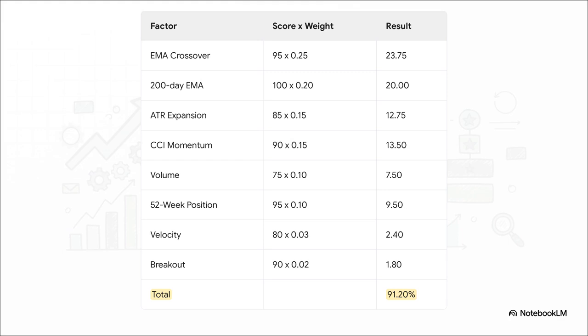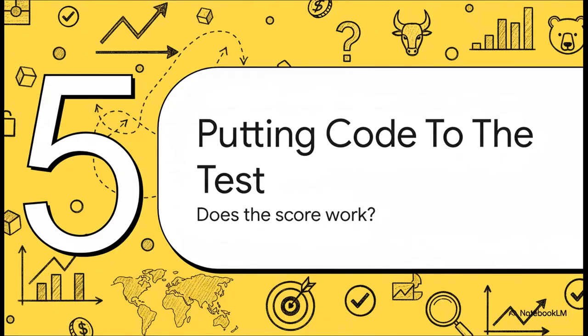This is how it all comes together. Remember that 91.20% from the beginning? This is where it came from. You can see this stock scored really well on those super important EMA factors, getting 23.75 and 20 points from them alone. You just add up all those weighted results, and bingo, there's our number. The mystery is solved. So, we know where the number comes from now. But that leads to the biggest, most important question of all. Does this fancy mathematical score actually mean anything in the real world? In other words, does it work?